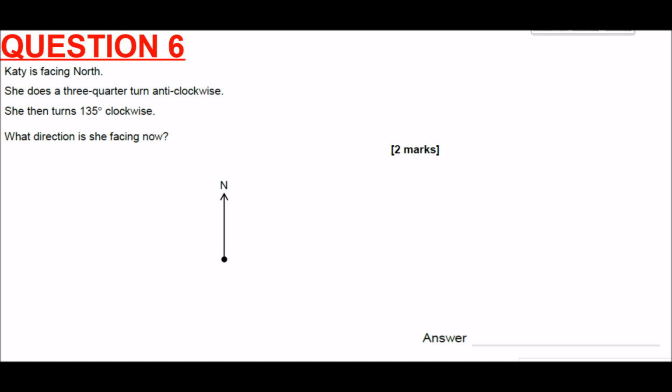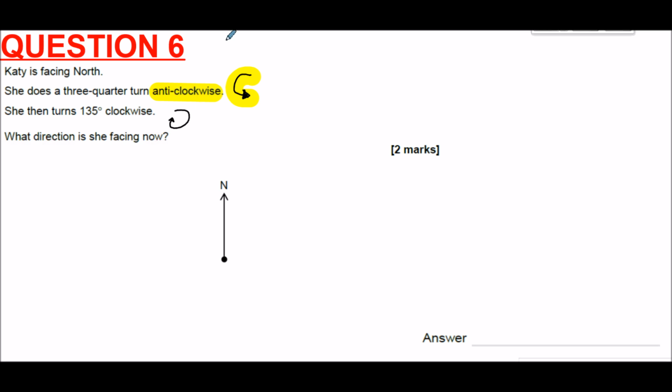Question 6. Katie is facing north and she does a 3/4 turn, pay attention, anti-clockwise. So first of all, it's worth paying attention to the fact this is saying anti-clockwise, which means this way round, the opposite way to the way a clock turns. So afterwards she then turns 135 degrees clockwise. So clockwise does mean like a clock, actually this way around. So which direction is she facing now?